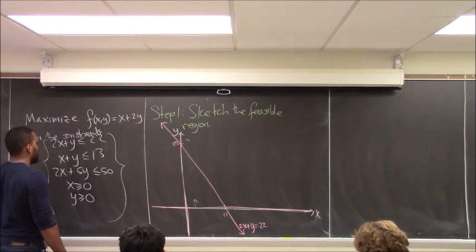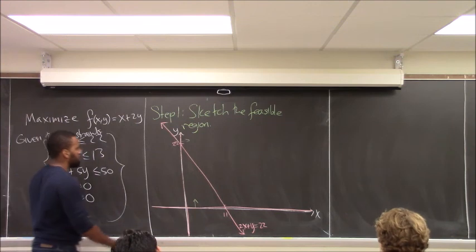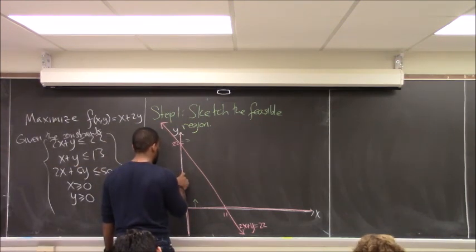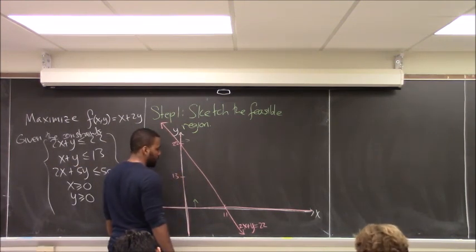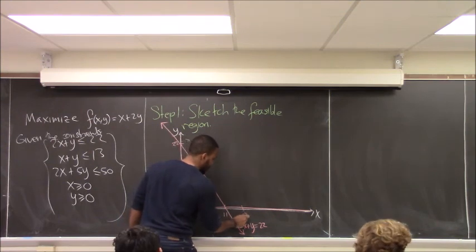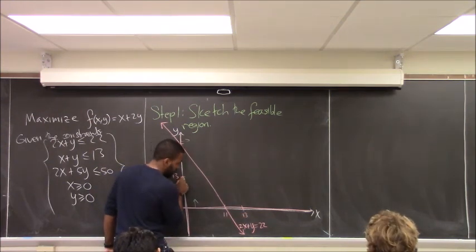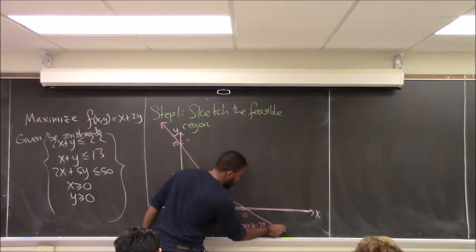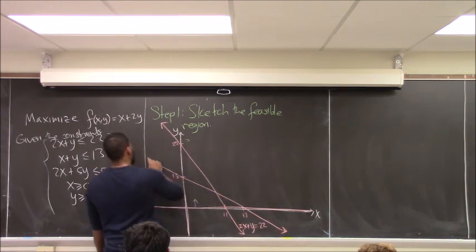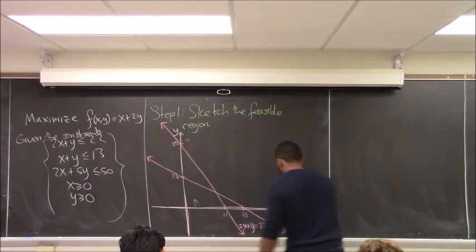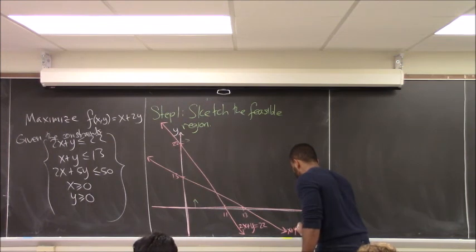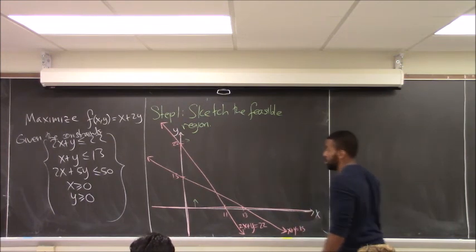This is going to be x equals 13, y equals 13. It's just that at 13. Don't have to draw a scale here. It's 13. So you go like that. So this here is x plus y equals 13.